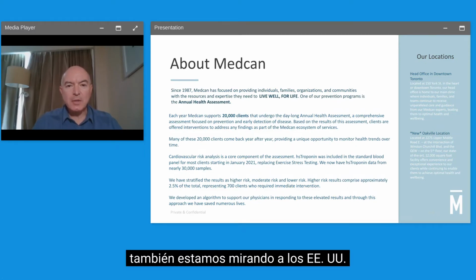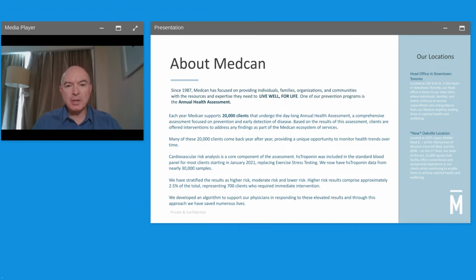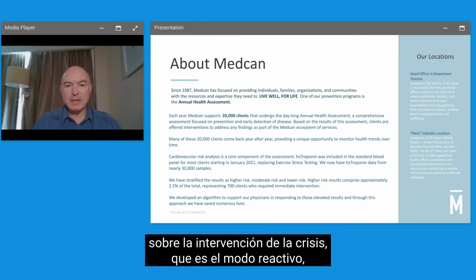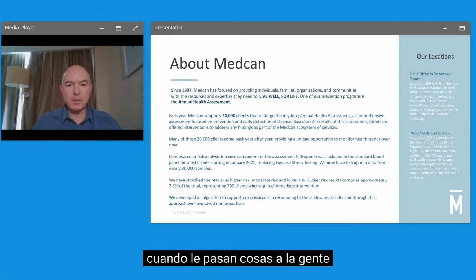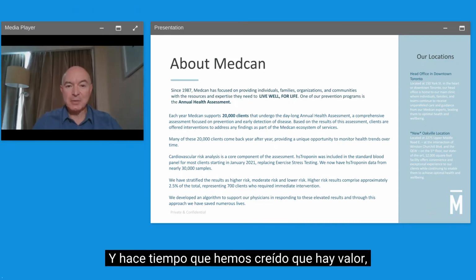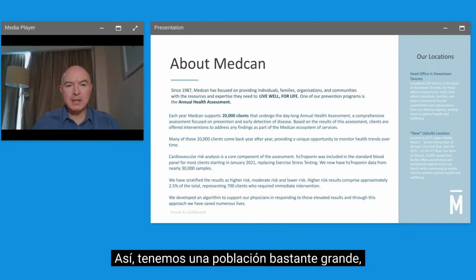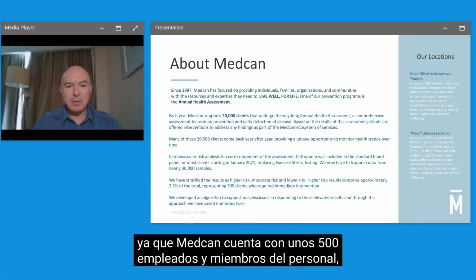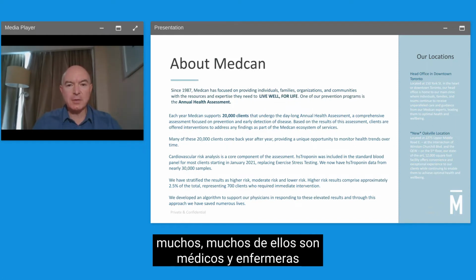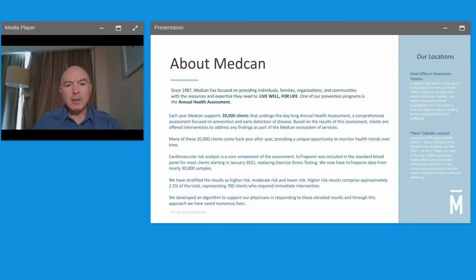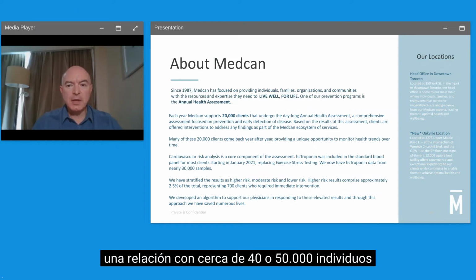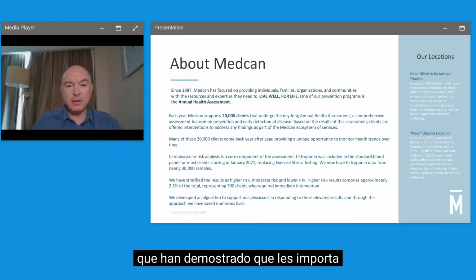And our focus has been over the last 30 years really about prevention. So much of the healthcare system is focused on crisis intervention, the reactive mode, as things have happened to people, as their health and wellness has suffered either through accident or illness. And we have long believed that there is value, that ounce of prevention is worth a pound of cure. And so we have a fairly large population. So Mecan is about 500 employees and staff members. Many, many of those are physicians and nurses and other allied health professionals. And a lot of what we've done is build a relationship with about 40 or 50,000 individuals that have demonstrated that they care about their health and they care about prevention.